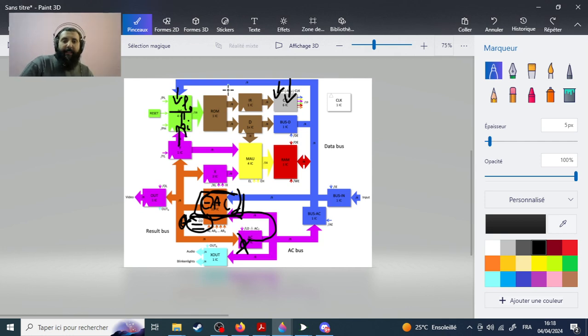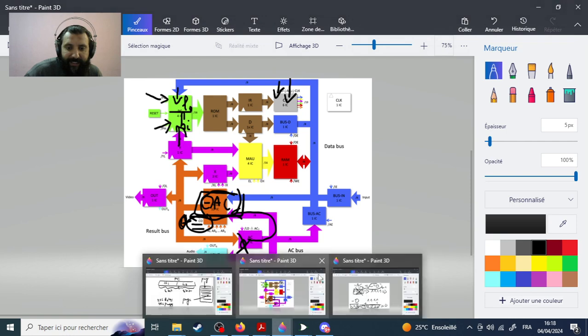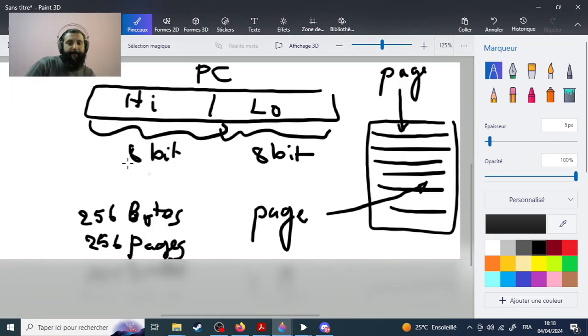If you remember well, the low part represents what? And the high part represents what? Also the address of the instruction. Can you give me the high? What does high represent exactly in the address of an instruction? The high represents? The address of the segment. Very good. Of the page. And the low part represents? Represents the address inside one segment. Very good. Very, very good. This is exactly the idea.